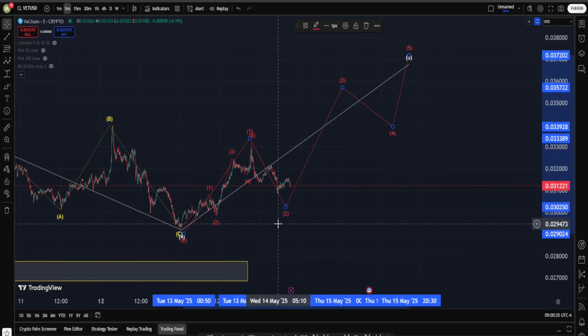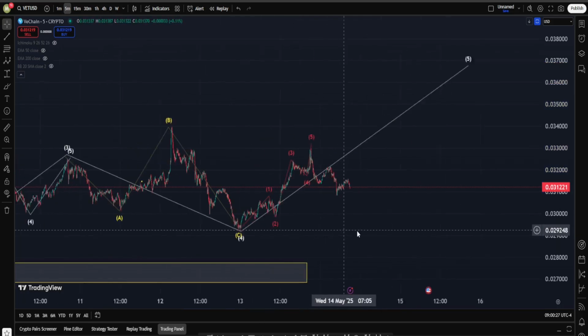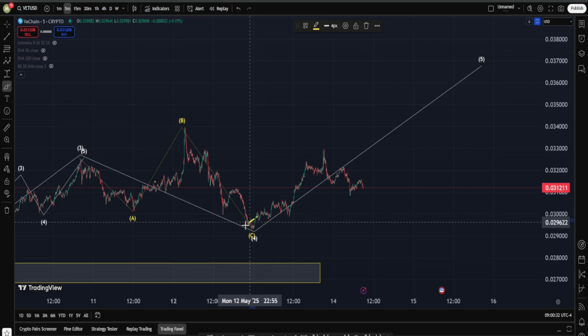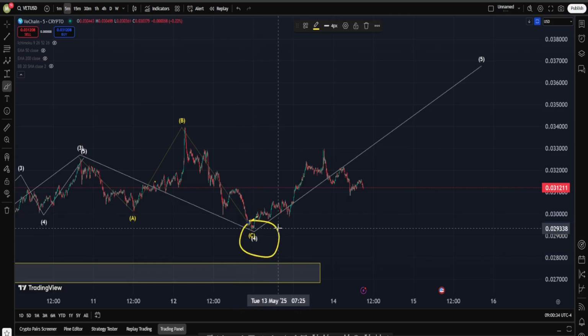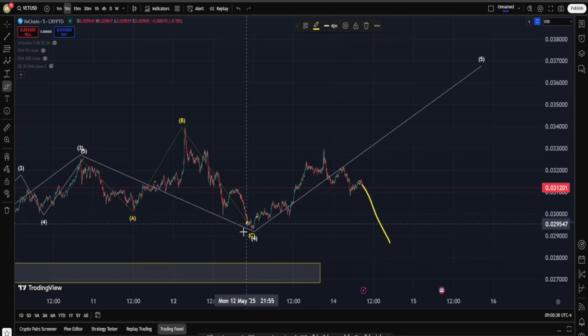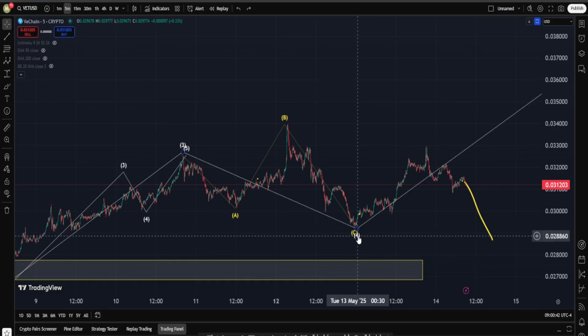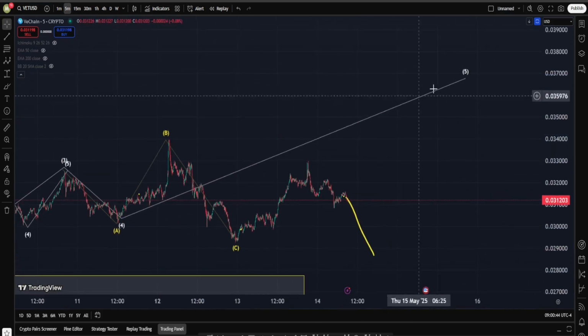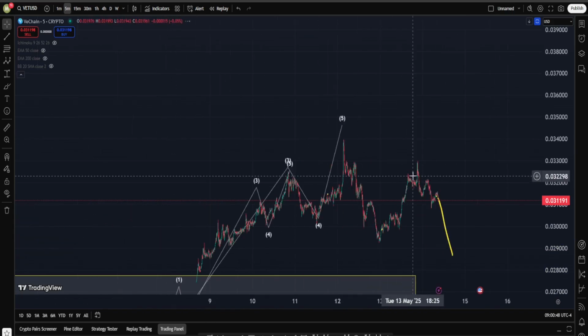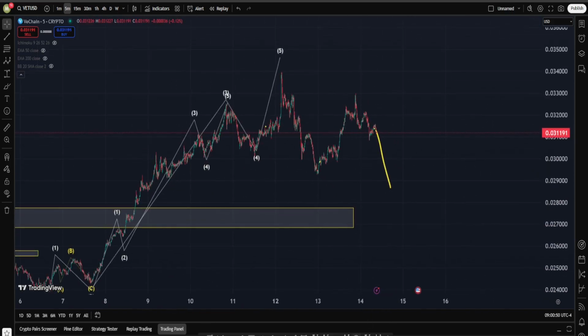Now, what can invalidate this possibility? You probably know what I'm about to say. It's actually going to be taking this important low here about 2.9 cents. So if we go down and take this low, at that point, we need to say this was actually the end of our wave 4, and then another move up into wave 5, and then starting from this high, we may have something like this.